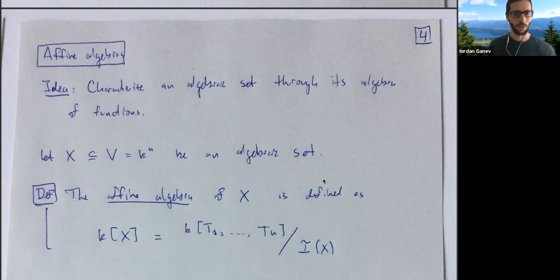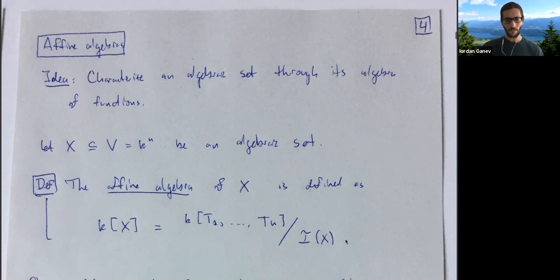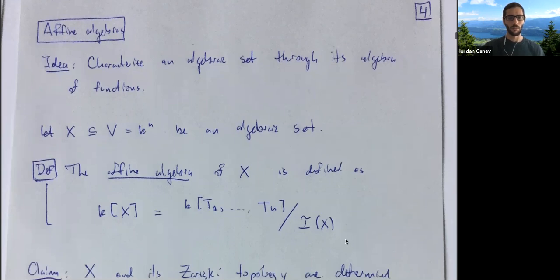This is similar to what happens in manifold theory. We want to think about manifolds intrinsically, not always embedded. The way to do that is to associate an algebra to each algebraic set. If we have an algebraic set X inside of V, V still being K^n, a vector space of dimension n, then its affine algebra will be the quotient of the polynomial algebra by the ideal of functions that vanish at all points in the set X. The intuition is that if some functions vanish on X, they don't give us any information about X, so we can mod out by them and still have the same notion of functions on X. That's the affine algebra of X, just this quotient.